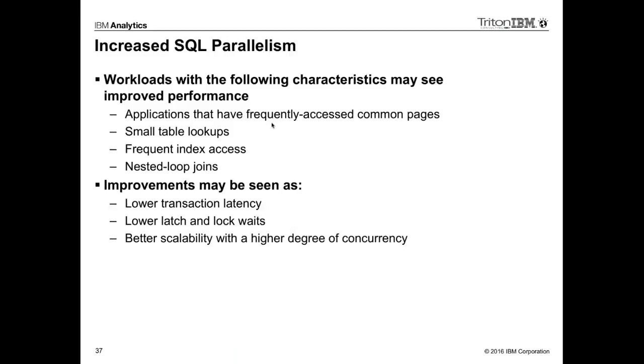Okay, so lots of parallelism as well. We've done a bunch of stuff to increase the performance of like table lookups, index access, nested loop joins. So you may see this with lower latency, more concurrency, et cetera. So this is again all engine-based stuff that we've done, but they all add to better performance.